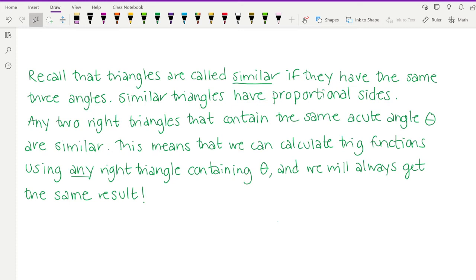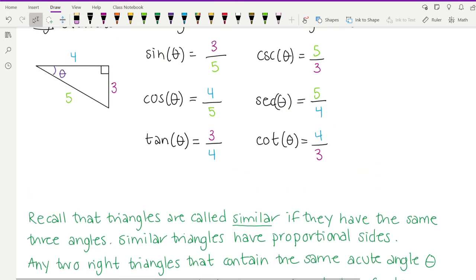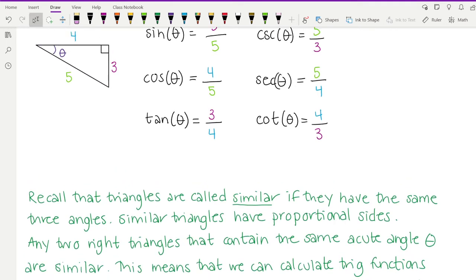So if you have a right triangle and you know it contains a specific angle, for example this angle theta, we don't know what theta is, but we know this triangle contains it. If we draw any other right triangle that also contains this angle theta, it's going to be a similar triangle to this one. How do we know that? Similar triangles are supposed to have all 3 of the same angles, but I'm telling you that having just one of the same angle is enough. Why is that?